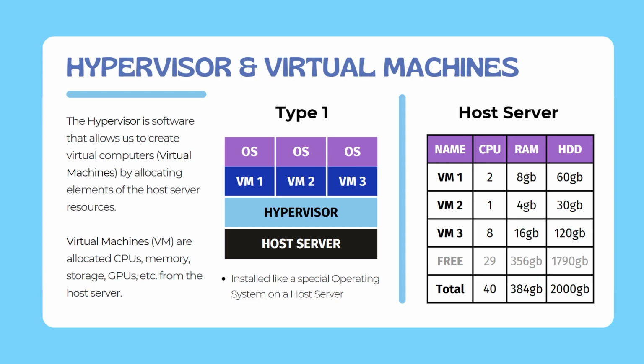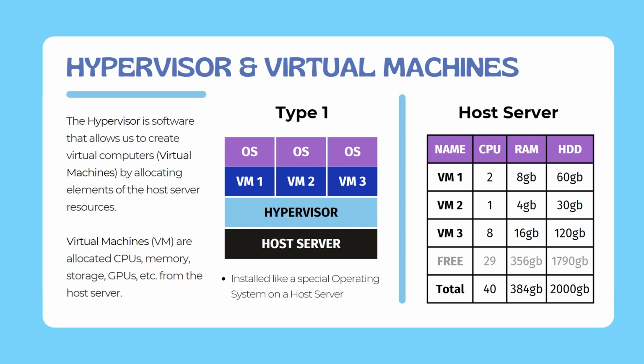Well, we have a tool called a hypervisor. The hypervisor is software that allows you to create virtual computers, also known as virtual machines, by allocating elements of this big host server. That rack server, for example. Virtual machines are allocated CPU, memory, storage, GPUs, etc. from the host server. It can even have its own IP address.